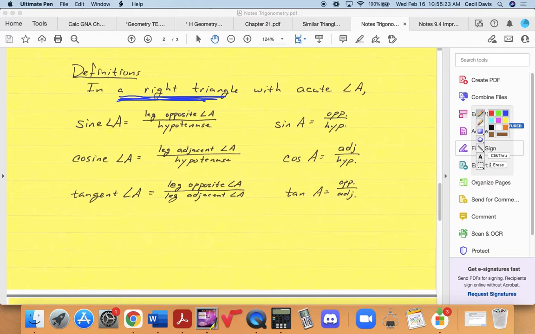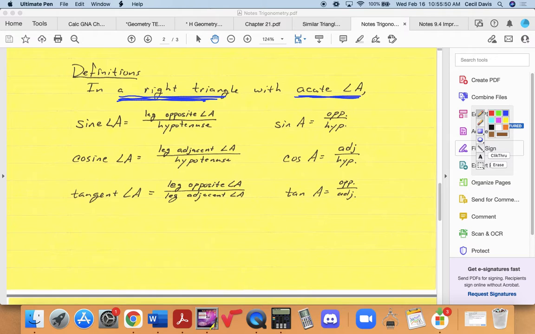The Pythagorean theorem only applies to right triangles. Okay? The trigonometry that we're learning, some books call it right triangle trigonometry. It only applies to right triangles, and angle A has to be acute. It cannot be the right angle. It has to be one of the two acute angles.